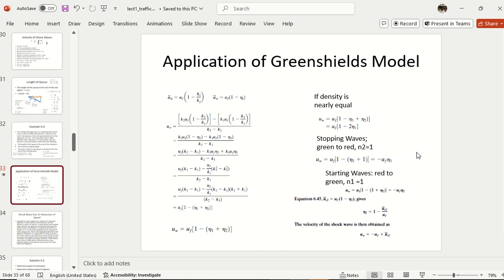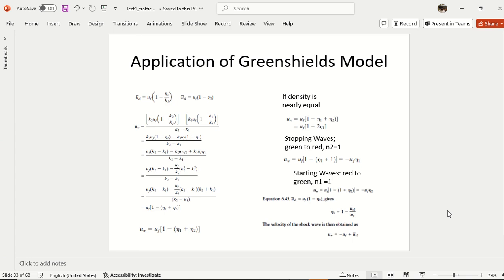Now we have two types of models: the Greenshields model and the Greenberg model. Pay attention now. We have the Greenberg model and the Greenshields model. Okay, we have two models. The Greenshields model is the one with the linear equation.